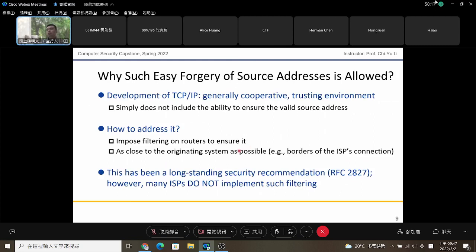So it has been a long-standing security recommendation, specified by RFC 2827. However, many ISPs do not implement such filtering. So what will be the reason? Why do most ISPs not implement such filtering?